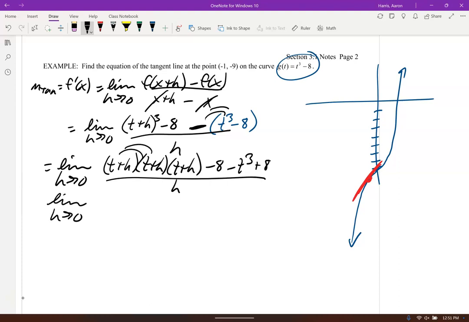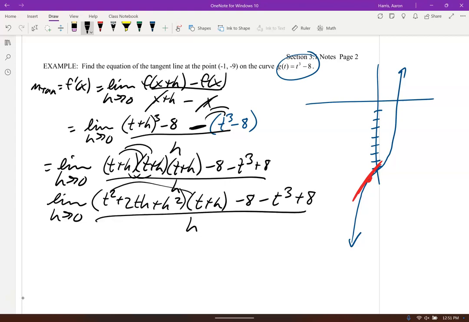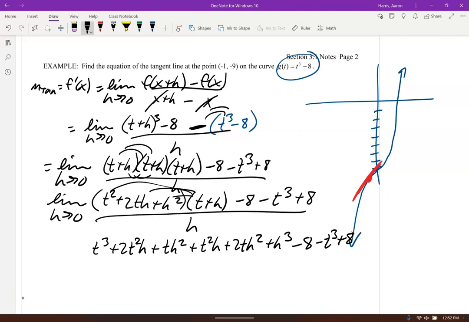We do these first ones. So t squared plus 2 of these th's or ht's plus h squared. Still got another t plus h. I'm going to take the t through to each of those. I'm going to take the h through to each of those. I have a minus 8 minus t cubed plus 8.